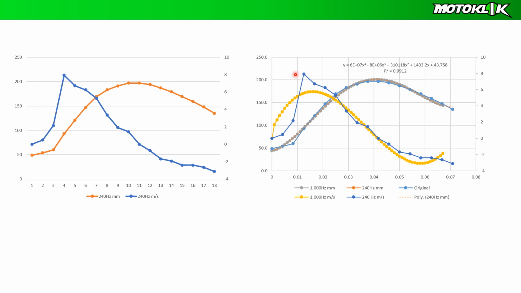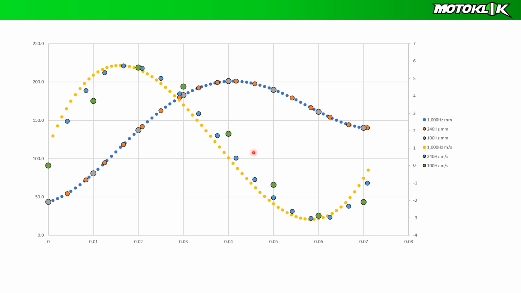So the next thing I wanted to do was compare the different sample rates of 1000 Hertz, 240 Hertz that it was sampled at, and 100 Hertz. And here we see the result of that. This line represents the position data, and this line represents the speed data. When we look at the values, we can see these blue points are at 1000 Hertz, the orange points are at 240 Hertz, and the gray points are at 100 Hertz.